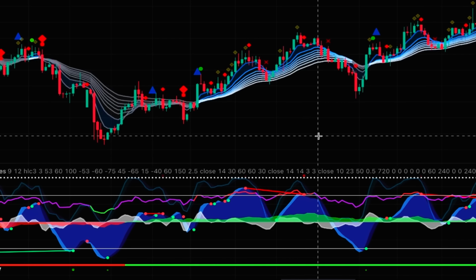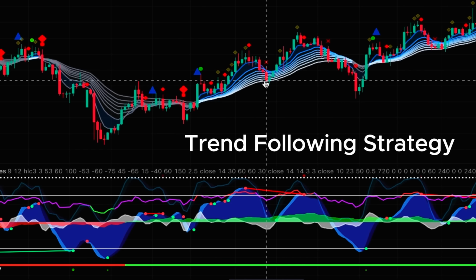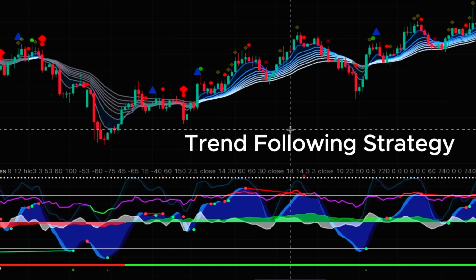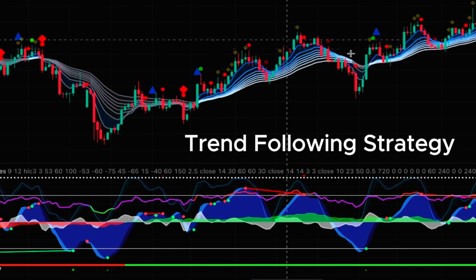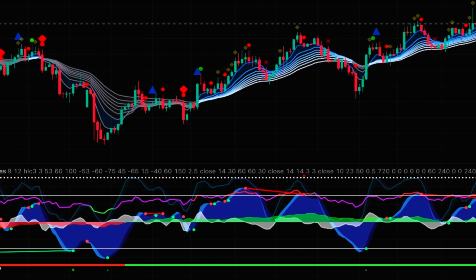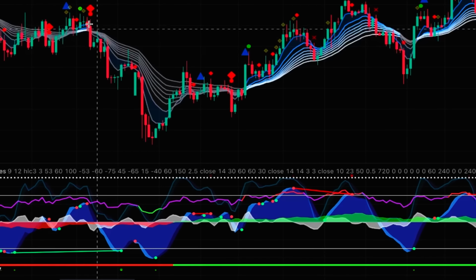My recommendation is to use this setup for trend following strategies, meaning you use this ribbon alongside with MFI here for trend identification, and then by the help of other signals you try to find trading opportunities in the pullbacks. When the market is trending up, you look for long position opportunities, and when the market is trending down, you look for short position opportunities.